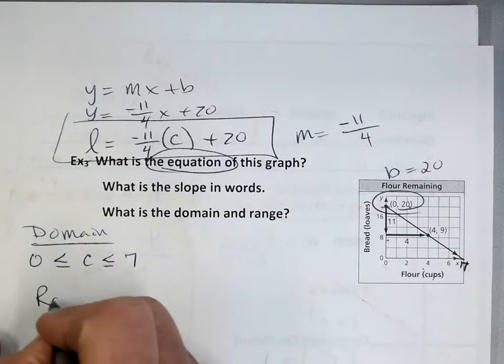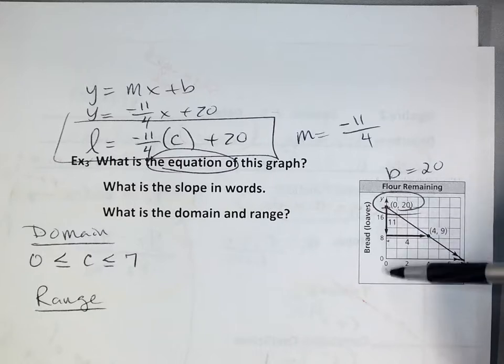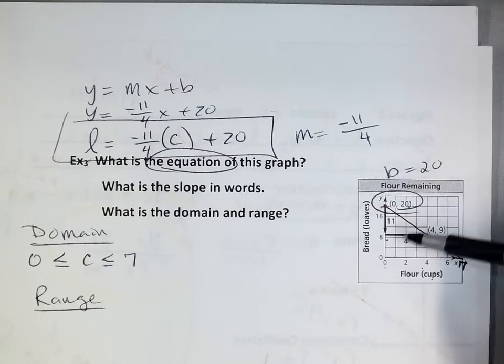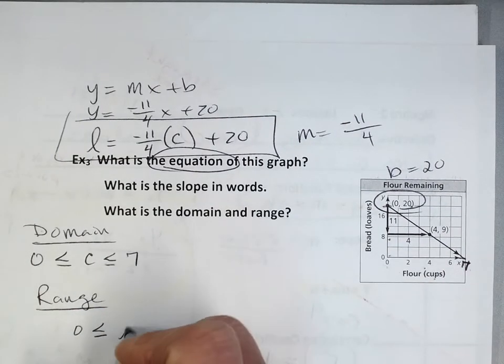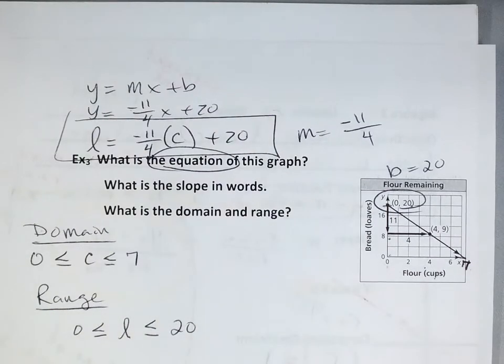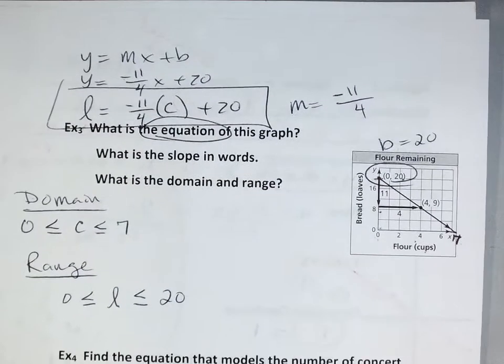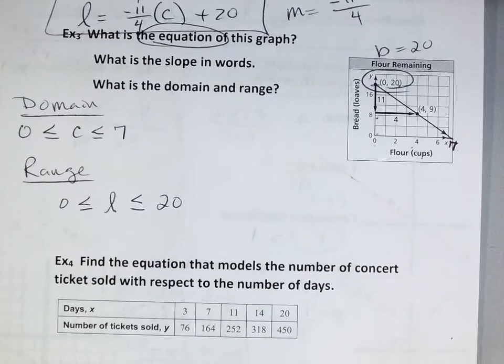The range, which is the y values, is going to be loaves of bread, and we're going to go from 20 to 0. So I'm going to say 0 is less than or equal to my loaves, which is less than or equal to 20. Okay? So my range is my y values. In this case, it's loaves of bread. How am I doing? Okay? All right, example 4.